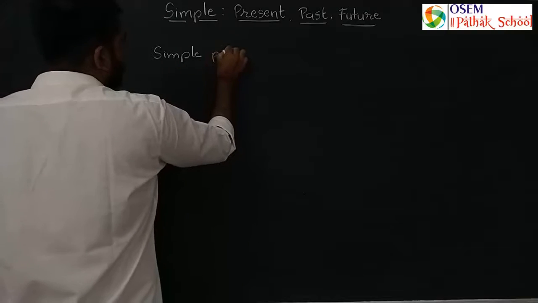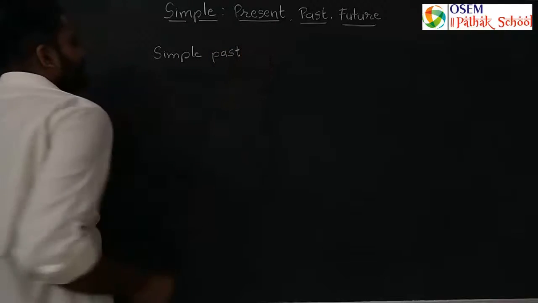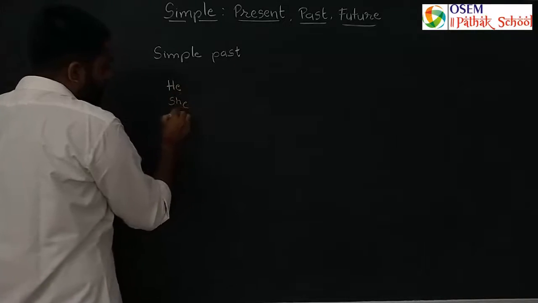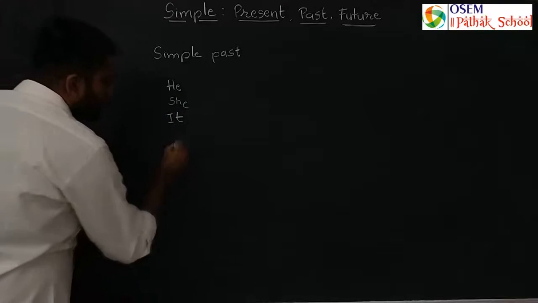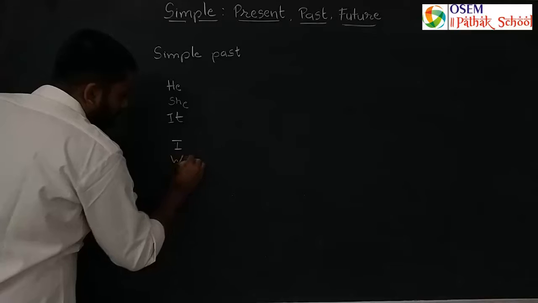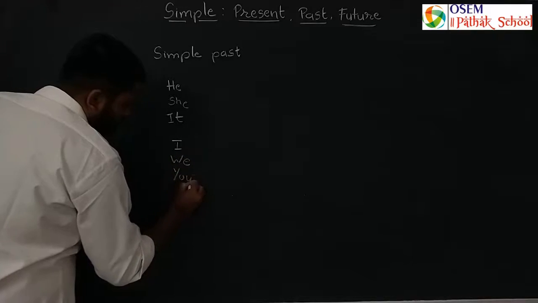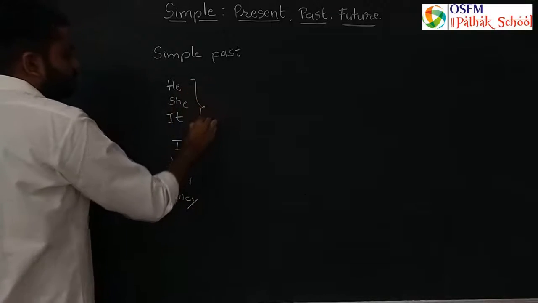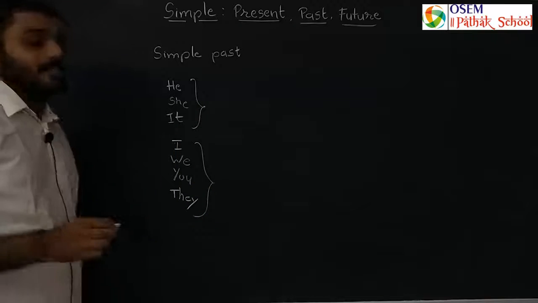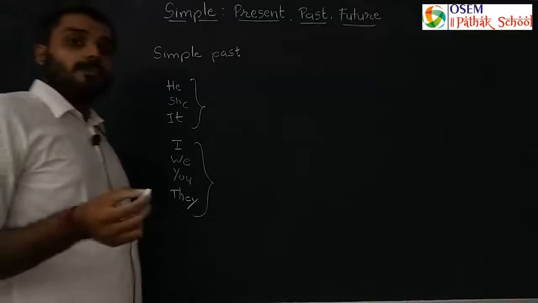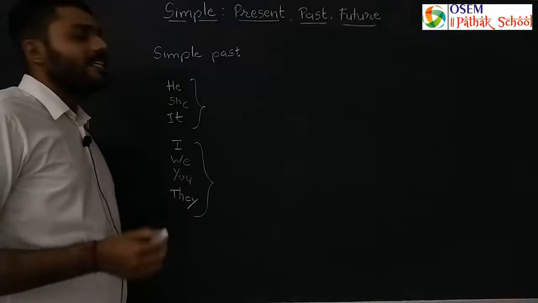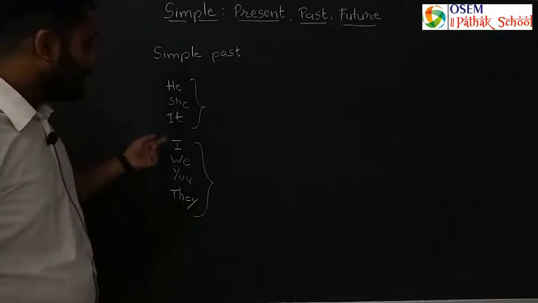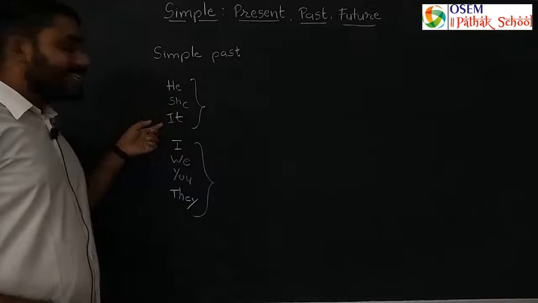Simple past tense. He, she, and it. Here, I, we, you, and at last they. Now we will have to remember that in past form we will have to convert some things. In present tense we use am, is, and are. I am, he is, she is, it is.